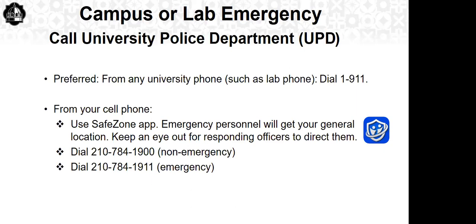Any emergency, of course, get outside. There's 2 sets of stairs leading outside from our lab. So when you exit the lab, go either way. You only have 2 ways to decide on where to go. Each way will lead you to a stairway to get outside. Any emergency, you can use a university phone inside the lab and dial 911. You can also use your cell phone to dial for non-emergencies and emergency purposes. Also, the Safe Zone app you can use, and emergency personnel will get your general location.